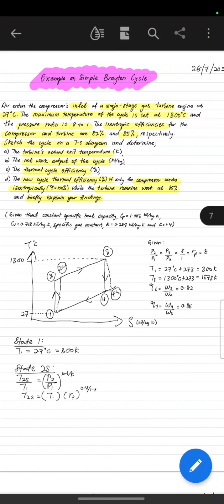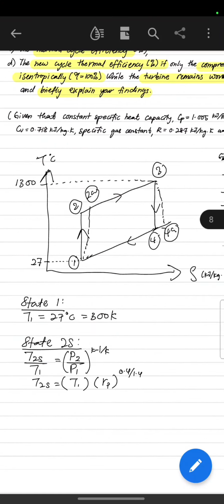Right, so if I'm going to enlarge over here, okay, for state 2, we are going to solve for isentropic first, where you have T2S over T1 is equal to P2 over P1 to the power of K minus 1 over K. So you make use of these equations, isentropic process equations. Please refer to your notes in chapter 5 regarding the Brayton power cycle.